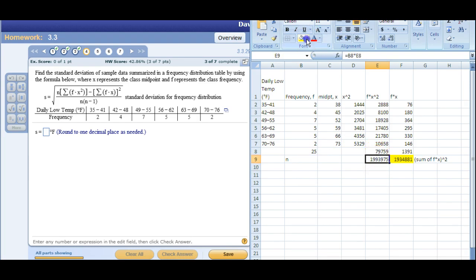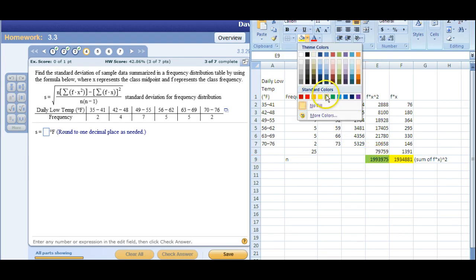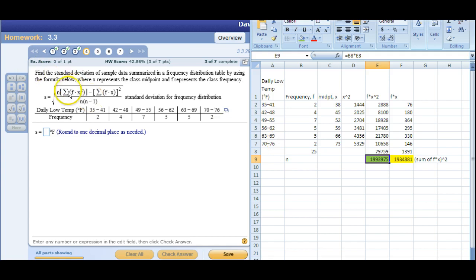Okay, and that is that value right there. And what do I need to do to those? I need to subtract them. Down here, it doesn't matter where, I'm going to write this minus this. That's the numerator, underneath that radical. And then the denominator is n times n minus 1. Well, n is 25. So the denominator is going to be 25 times n minus 1, which is 24.